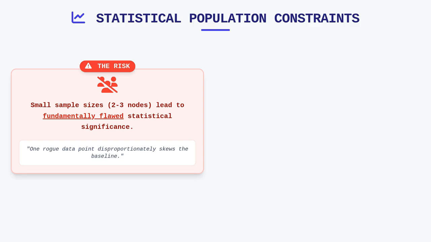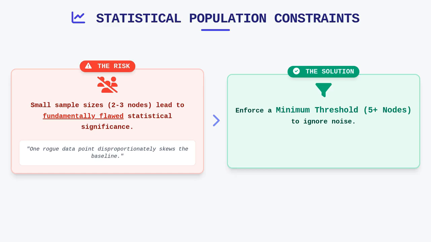Calculating a mean or a standard deviation requires a large enough sample size to ensure that one rogue data point does not disproportionately skew the entire baseline calculation. You should set your monitor to ignore or suppress signals when the reported population size falls below a specific threshold, typically 5 or more nodes, to prevent erroneous alerts during redeployments or cluster scaling events.